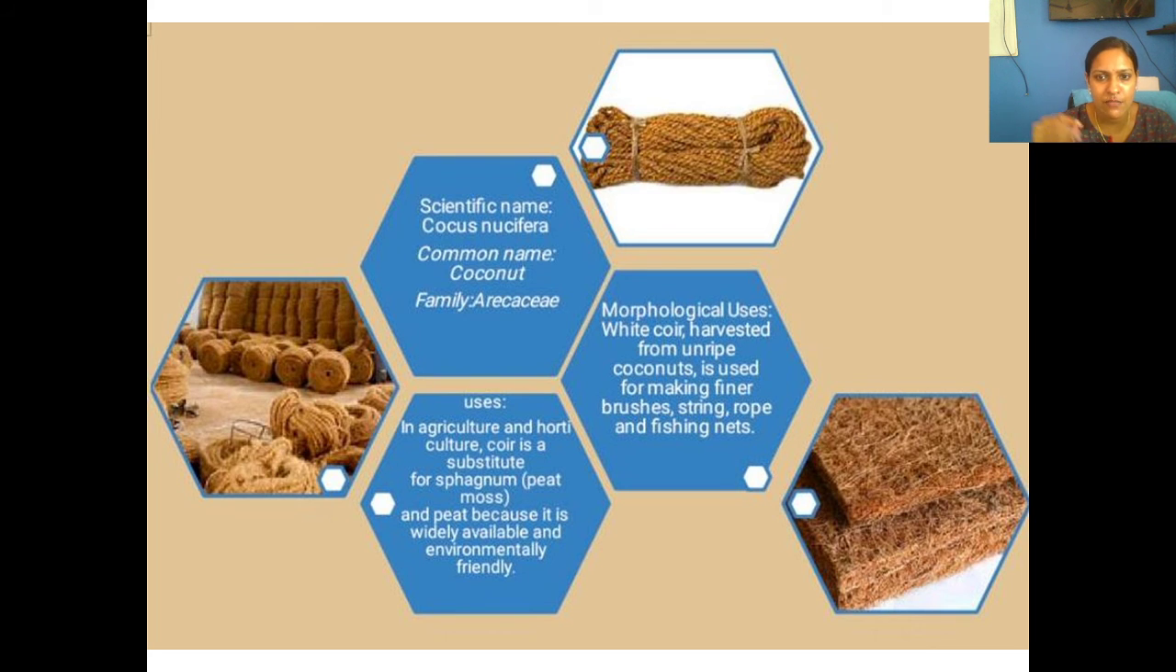The coir is very useful for making different items like brushes, ropes, and fishing nets. It is very hard. The water retention property is very good. That's why it acts as a potting mixture. So in today's class we have learned about the pulses, the timber yielding plant, beverages, and coir, that means the fiber yielding plant, and the tuber crop also.